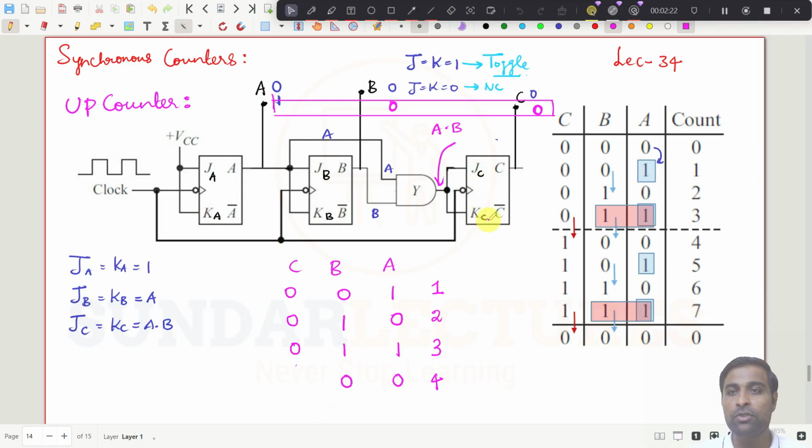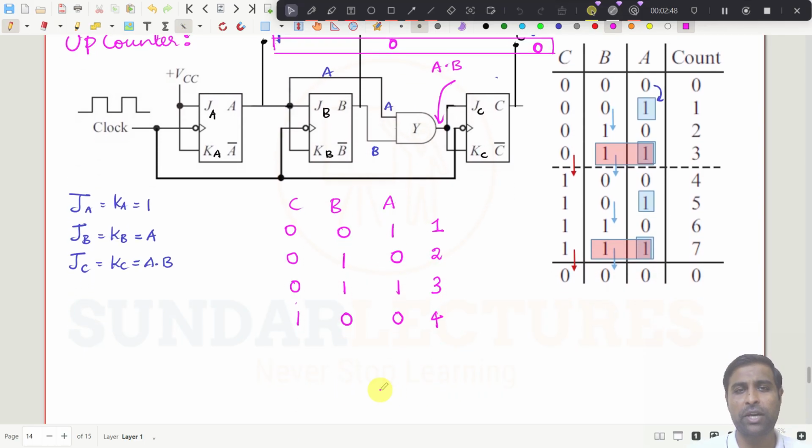And what is the input to JC and KC? It is A dot B. So what is A dot B? It is 1. Now it is 1. It has become 1 because A dot B, 1.1, will become 1. And if this is 1, then what happens to C? Whatever it is in the previous state, it has to be inverted now. So this is 0, now it becomes 1, simply. So now this is the output you will get.